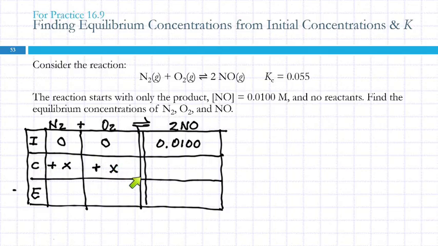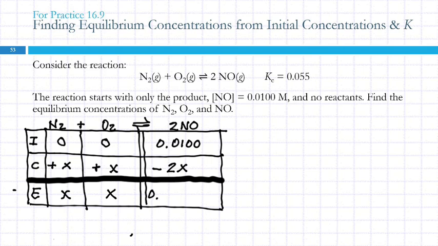Everything on one side of the arrows has to have the same sign. So the other side then is going to be going down. And this one has a 2 in front of it, so this is going to go down by 2x. Then we're going to add the rows. 0 plus x is x. Again, 0 plus x is x. And this is 0.0100 minus 2x. We're going to be doing this a lot. This is important. What do we do now?